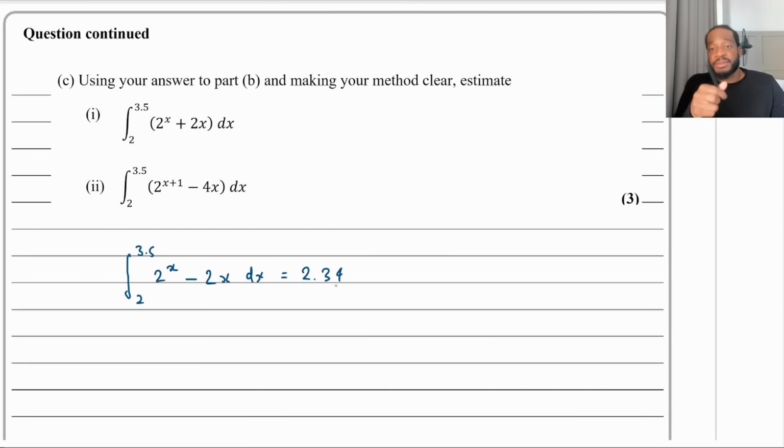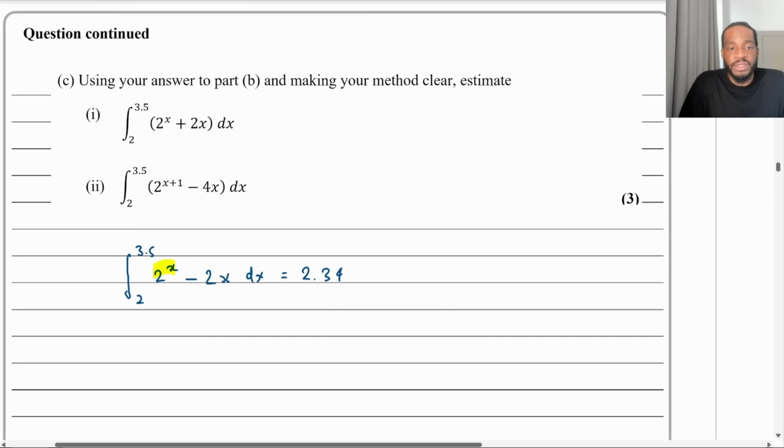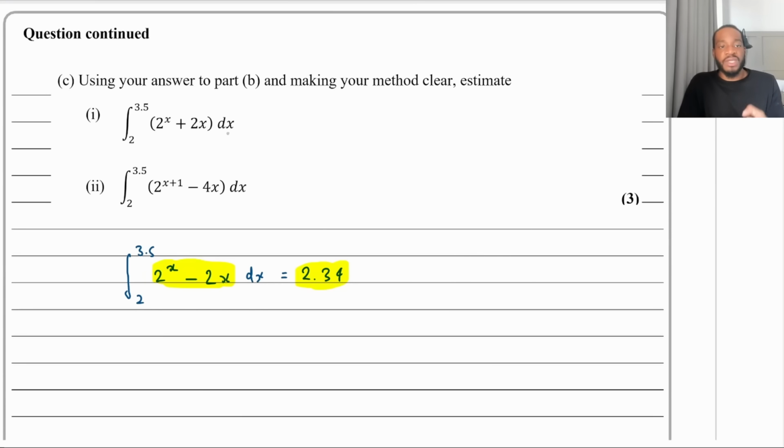So what you want to do with these types of questions, it's always like a part C with these types, is use algebra. You know that the integral between 2 and 3.5 of this is that. So you want to use algebra to basically create that, right? So let's start with the first one. We've got 2 to the x plus 2x. The only problem is that plus 2x. Am I able to algebraically form this minus 2x because that's what I want? Absolutely. Plus 2x is the same as minus 2x plus 4x. So there's nothing to say I can't rewrite this problem as this. 3.5, 2 to the x, and then minus 2x plus 4x, okay?